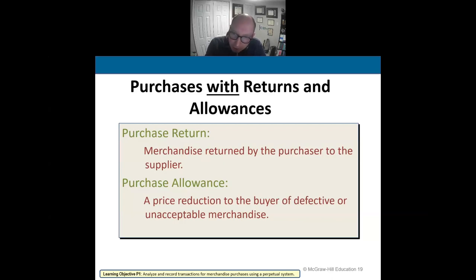I mean, don't do that. I'm not saying to do that. But that's something that happens, yeah? So stuff gets damaged. Instead of us not selling it, we'll sell it at a discount to the buyer. And that's called a purchase allowance, which is like a discount.